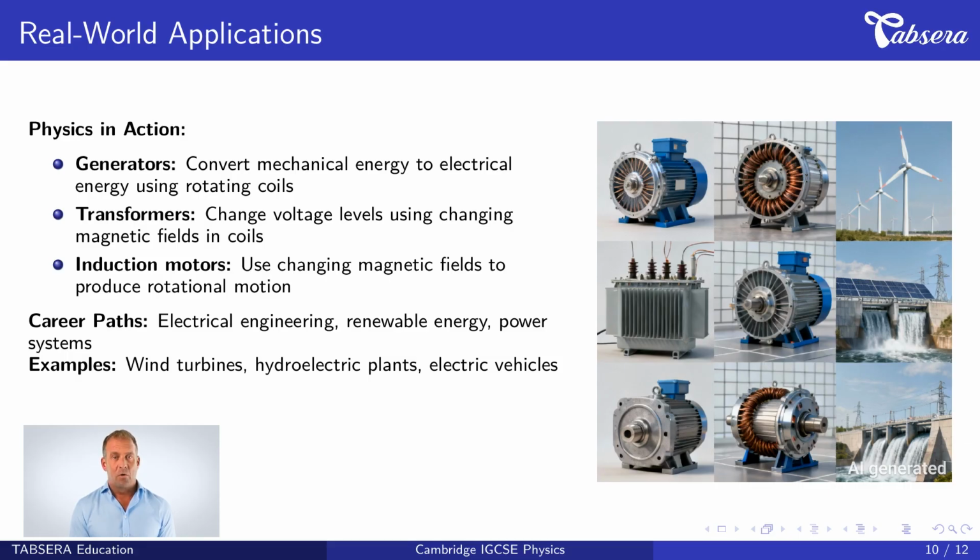In transformers, alternating current in the primary coil creates changing magnetic fields that induce voltage in the secondary coil, allowing us to change voltage levels for efficient power transmission. In induction motors, changing magnetic fields induce currents in rotors, producing the rotational motion that powers everything from washing machines to electric vehicles. These applications show why physics matters. Career-wise, understanding electromagnetic induction leads to opportunities in electrical engineering, renewable energy systems, and power grid management.